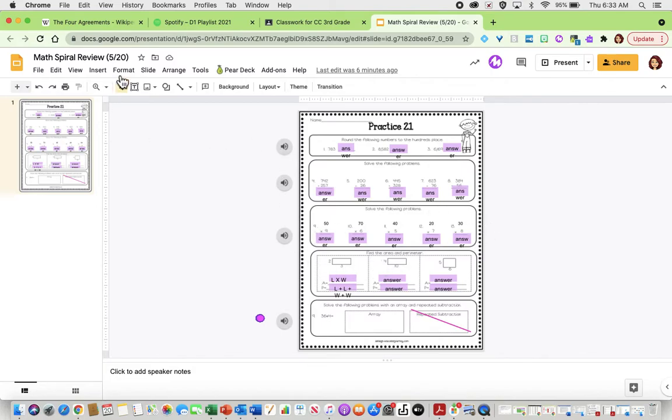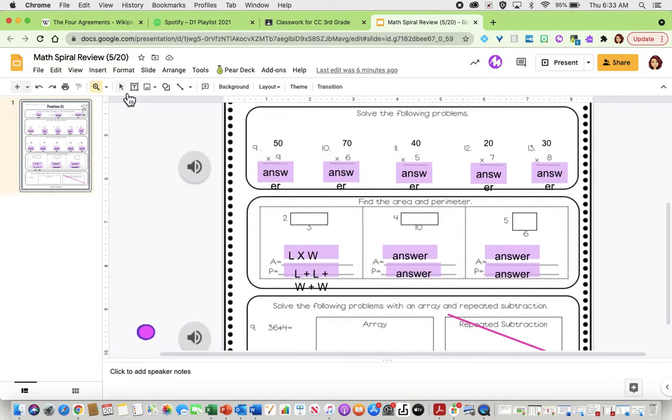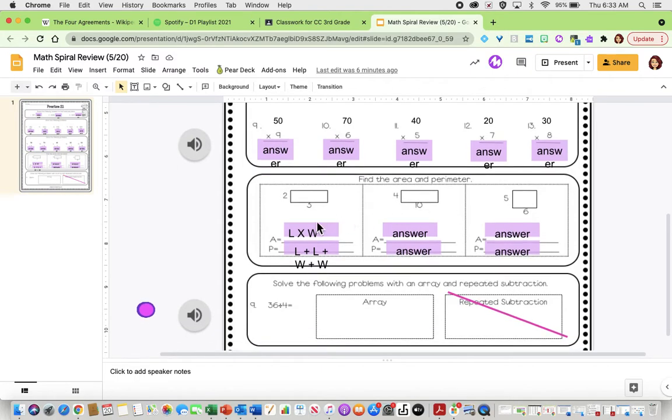You can see here after our problems from above, 9 through 13, you're going to be finding the area and perimeter. Now, I know we haven't done area and perimeter in quite a bit, and so that is why I gave you the formulas right here in this first problem. So you're going to see area. Remember, area is talking about the inside of the shape, and for the area, we are doing length times width.